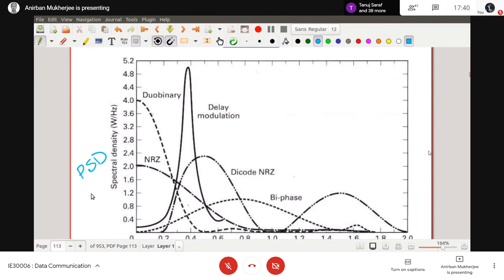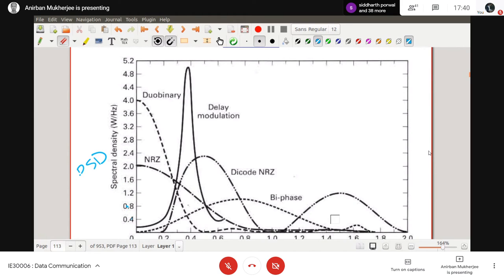And what is it actually? The expectation of x[n] x*[n minus d]. So this is the definition of PSD. X star means if it is a complex signal, then star, otherwise forget about star. So this is the power spectral density for a random signal.